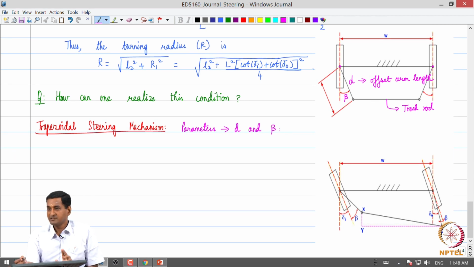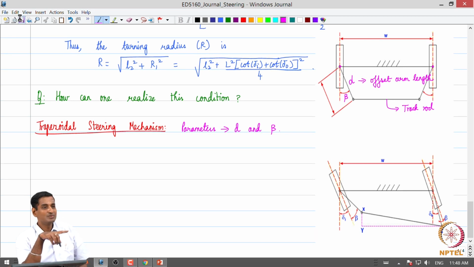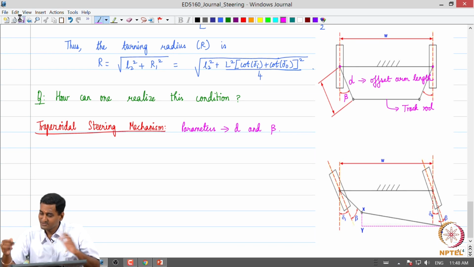So, those are the two important parameters as far as a trapezoidal steering mechanism is concerned. Now, the question is how do we choose d and beta such that the Ackermann steering condition is satisfied. See, what do we want? We want a steering which will satisfy that Ackermann steering condition. So, let us look at the displaced steering linkage.